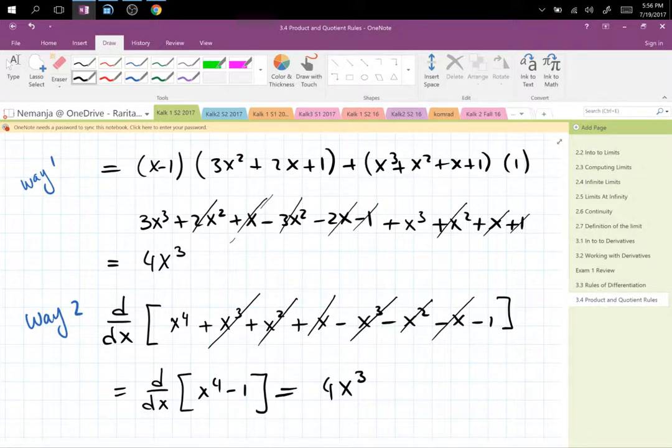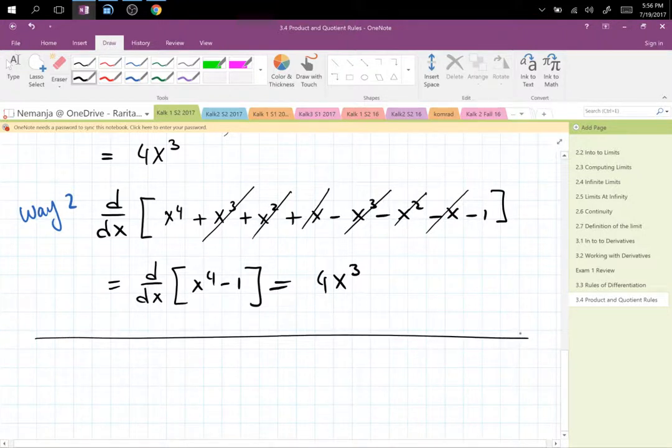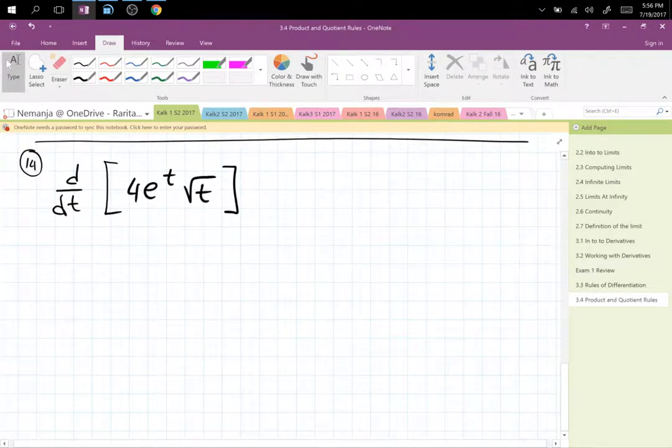One more example from textbook. So find the derivative in respect to t this time. And the problem is 4e to the t square root of t. This is problem 14. Now this one can only be done one way, which is the product rule formula.